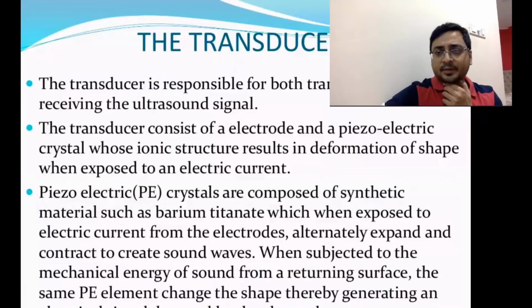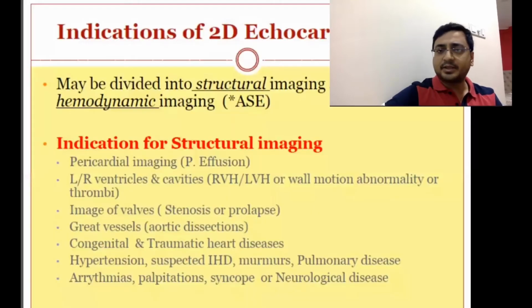So the transducer is responsible for both emitting as well as capturing the reflected wave. It consists of an electrode and a piezoelectric crystal whose ionic structure results in deformation of shape when exposed to an electric current. The PE crystals are composed of synthetic materials such as barium titanate, which when exposed to electric current from the electrodes alternately expand and contract to create sound waves. When subjected to the mechanical energy of sound from a returning surface, the same PE element changes shape, thereby generating an electrical signal detected by the electrodes.